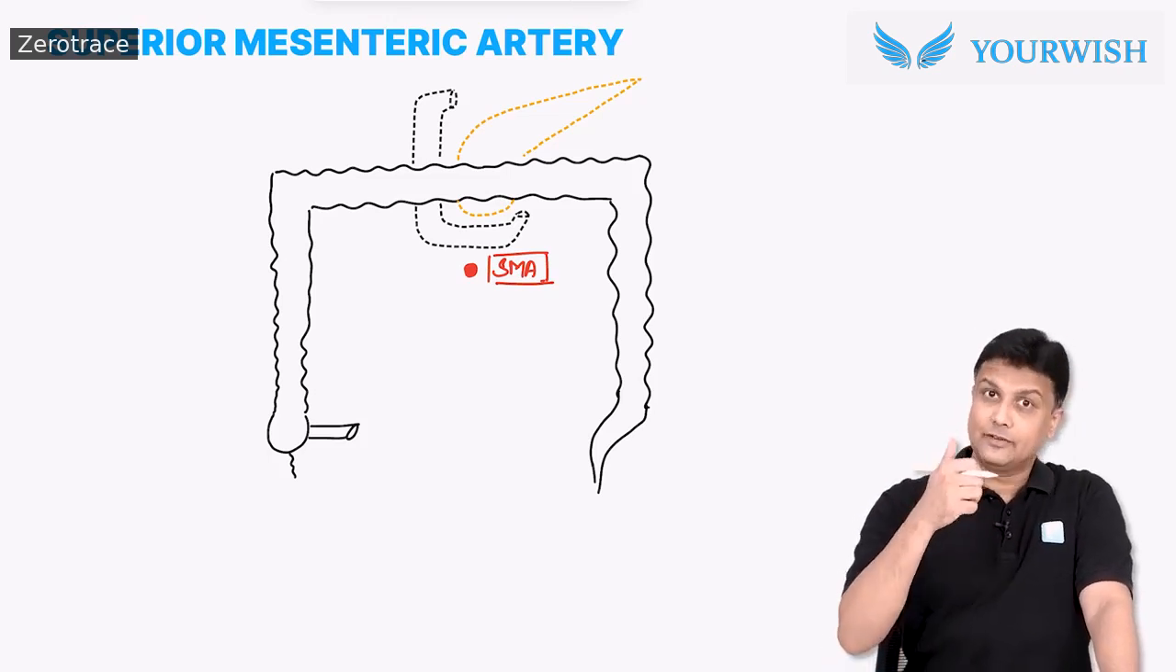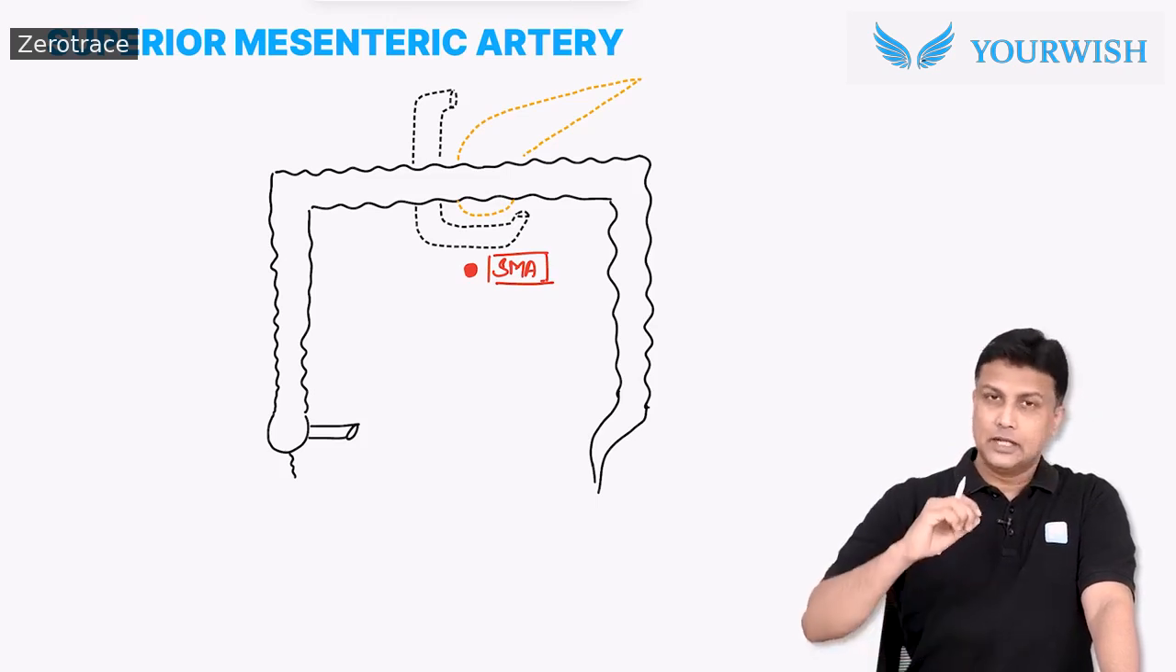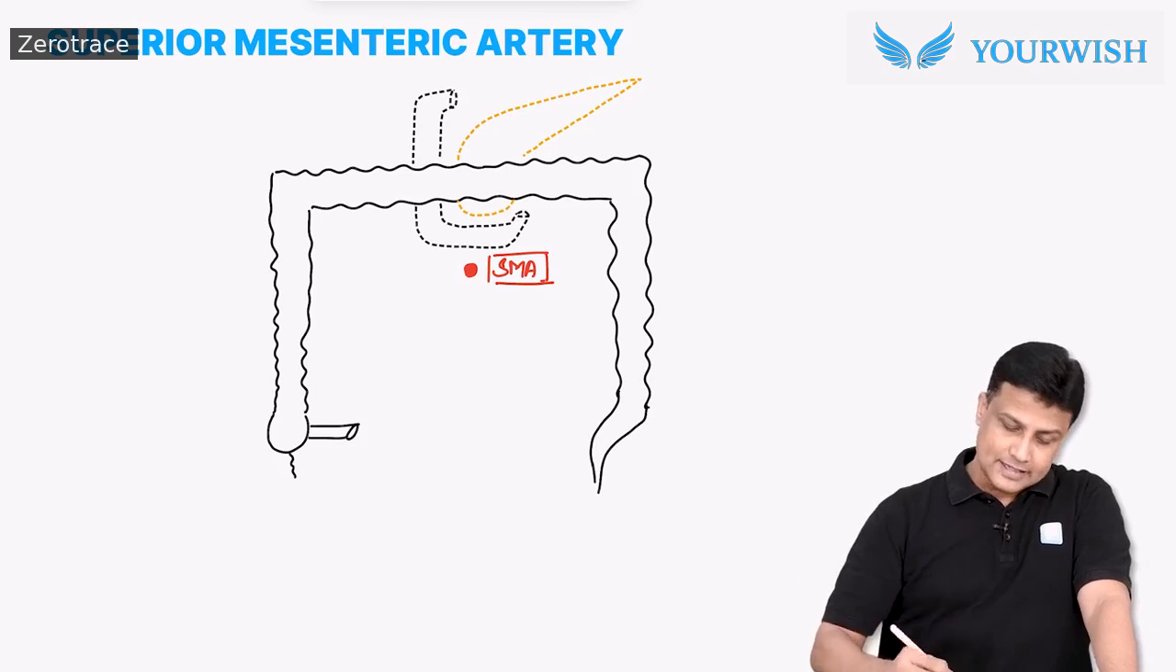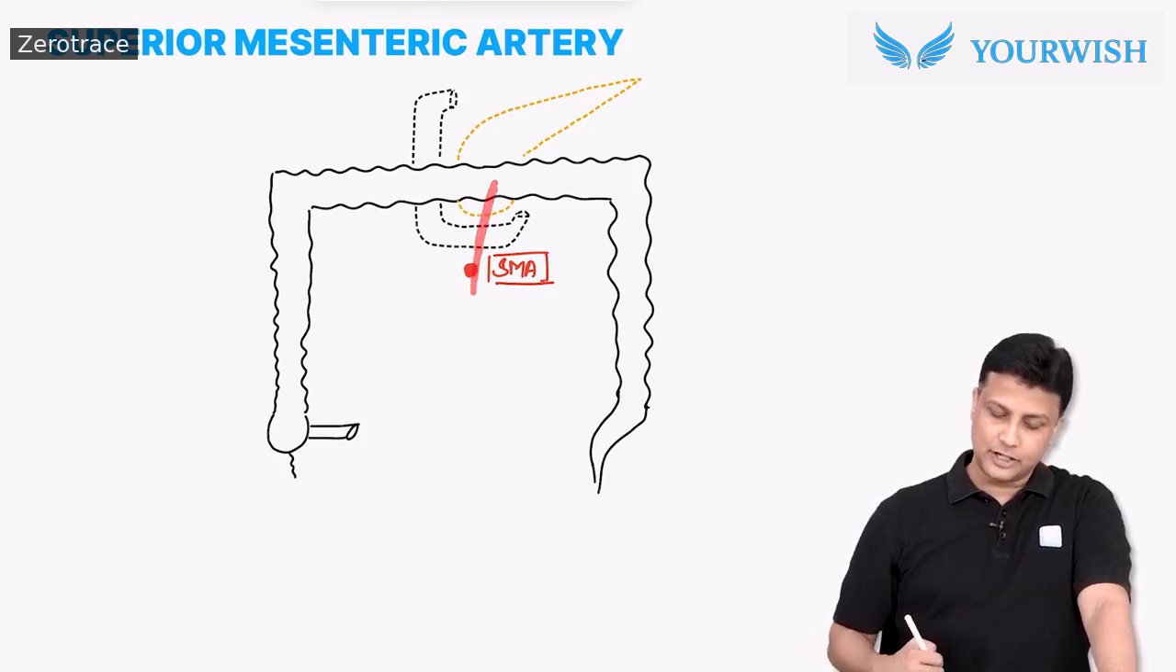So if it is given at the level of L1, then what is going to happen? The superior mesenteric artery is coming in front of, or anterior to, the uncinate process of the pancreas over here. And then it is coming anterior to the third part of the duodenum.